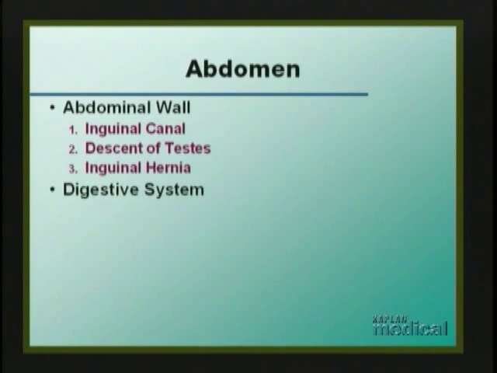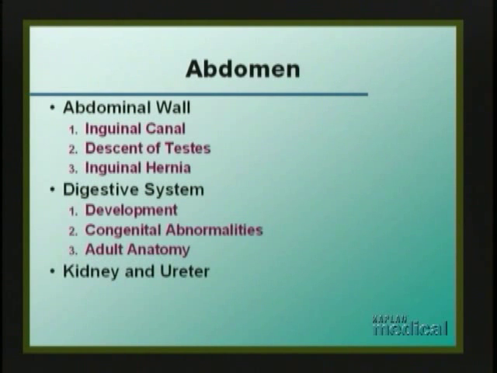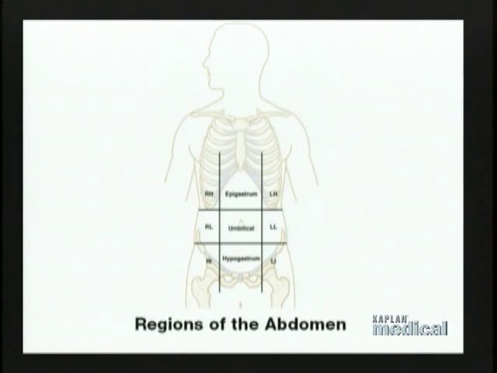Then we'll move to the viscera of the abdomen, the interior of the abdomen, and spend time with the digestive system. And we will do the development of the digestive system and the congenital abnormalities resulting from abnormalities in development, right along with the adult anatomy of the GI tract. And then we will do the kidney and ureters, looking at both the adult anatomy and the embryonic development of those organs. So let us begin by looking at the nomenclature that's used for the regions of the abdomen.